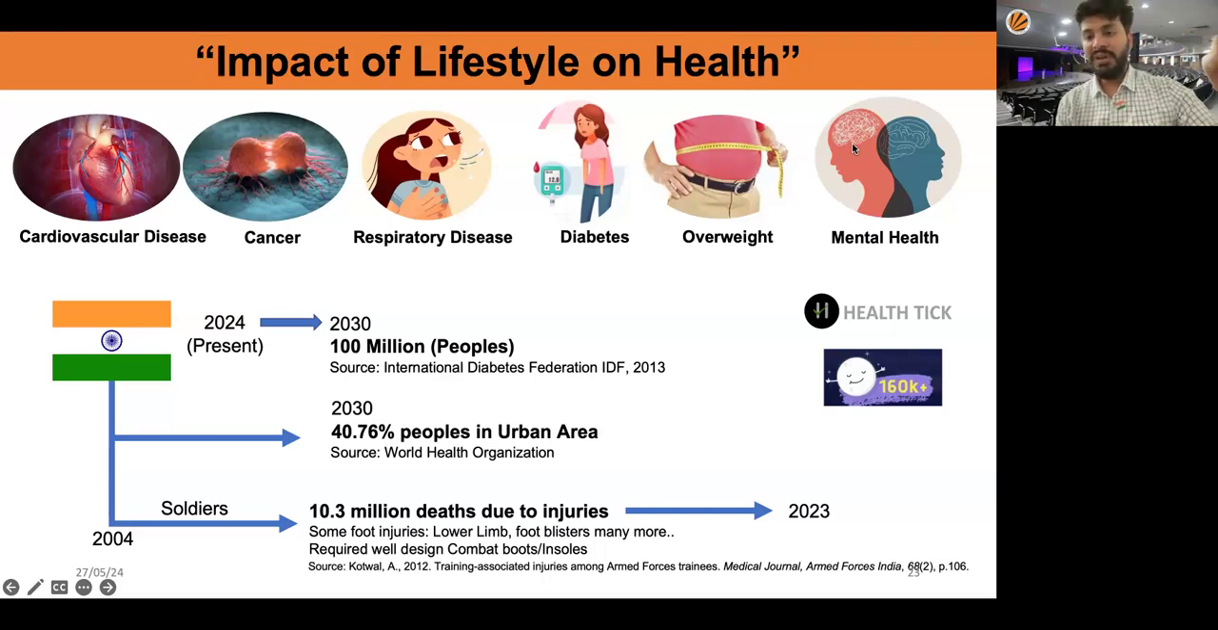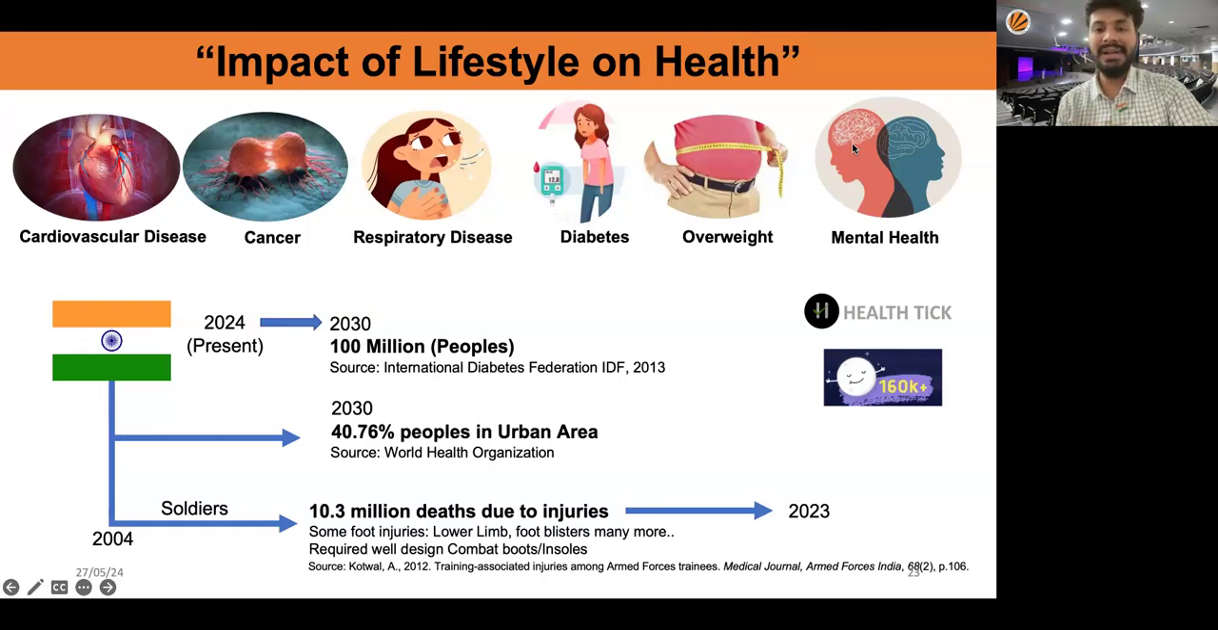Another thing, 40.76% of people wanted to live in the urban area. That is a very crucial stage for our India. No one wanted to live in the rural area. Everyone wanted to go to the urban area. That is very crucial. If people are relocating to the urban area, obviously pollution and other healthcare challenges and design-related challenges come into the picture.